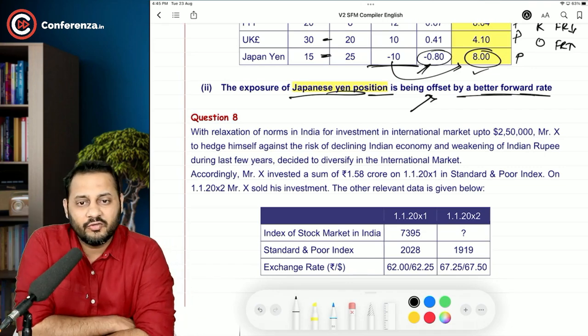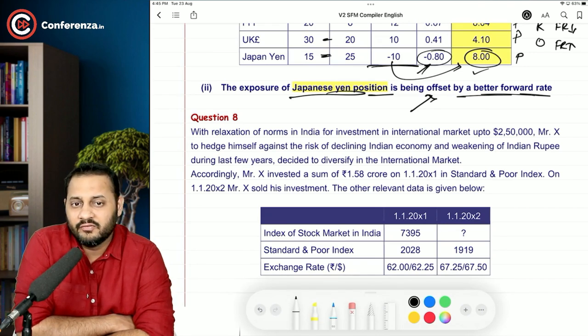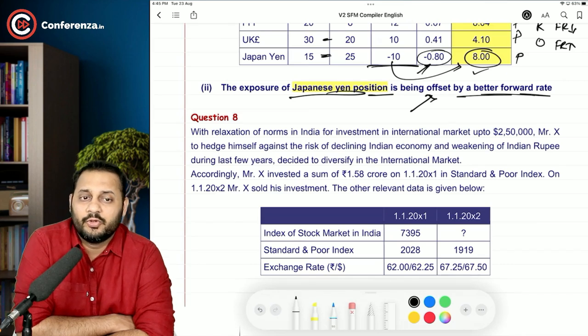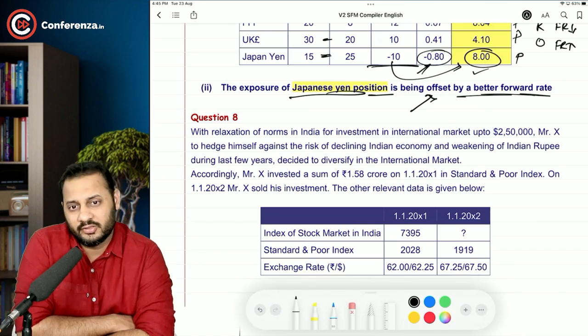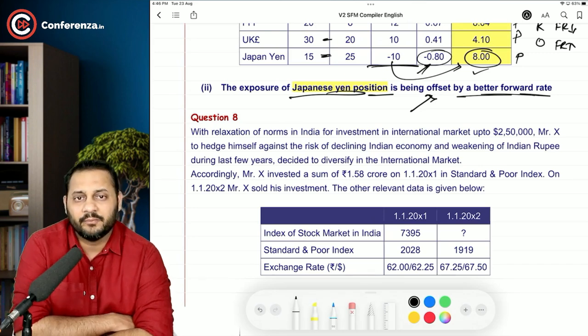With relaxation of norms in India for investment in the international market up to 2.5 lakh dollars. So India has relaxed the condition that was there earlier, that you can invest only up to $250,000 in the foreign market. That norm has been relaxed. Mr. X, to hedge himself against the risk of a declining Indian economy and weakening of the Indian rupee.